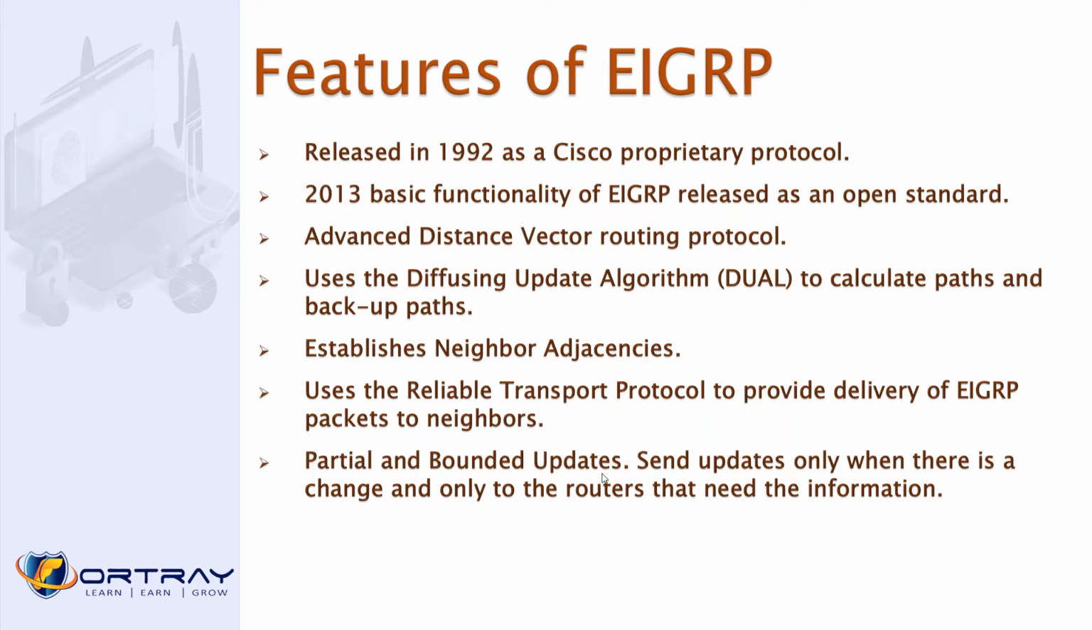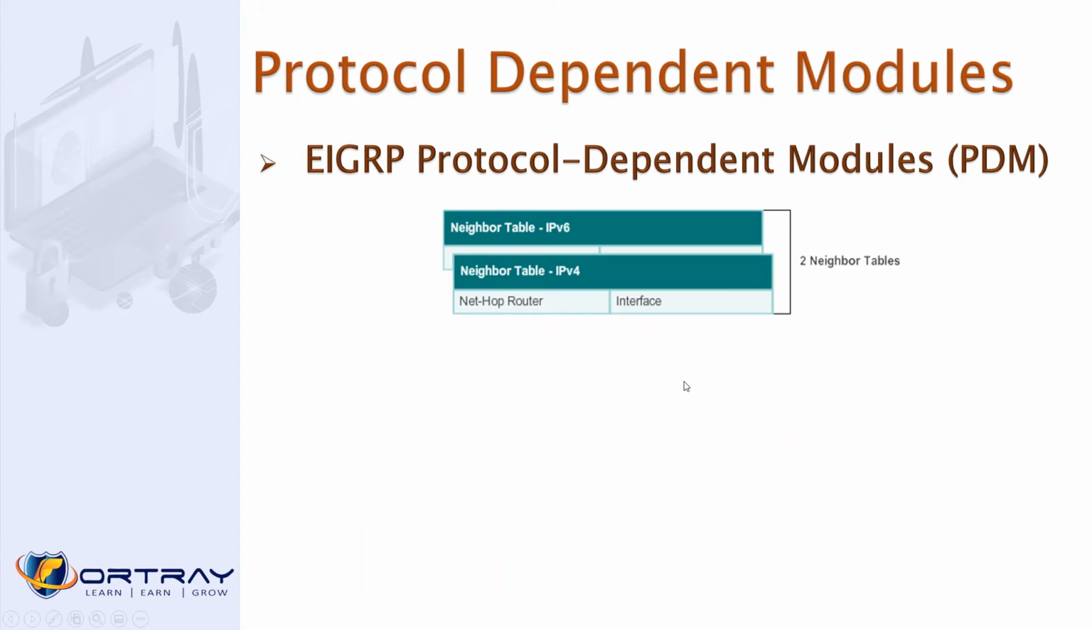Okay, partial means it only sends an update when there are changes, and only to the routers that need to be informed. I mean, they do not keep repeating the same information that is already known. So you can see the protocol dependent module, PDM.